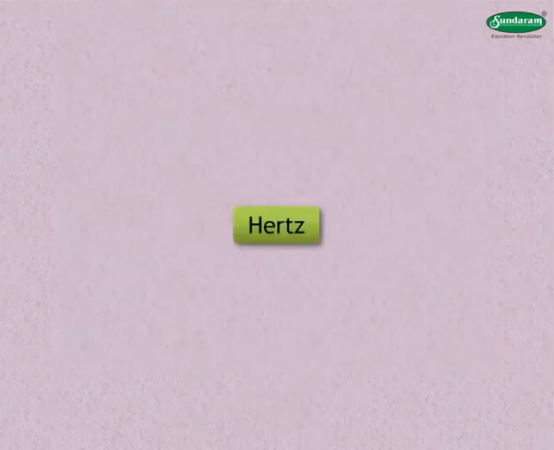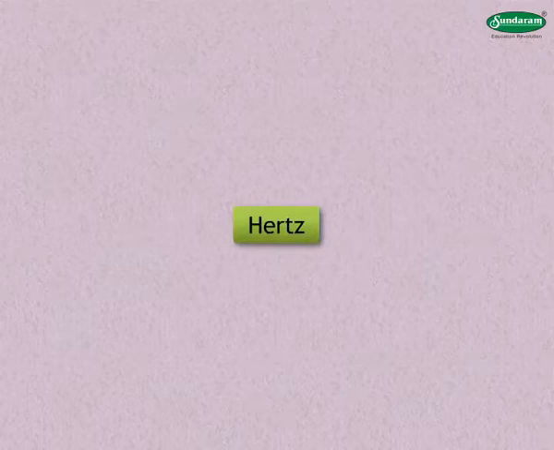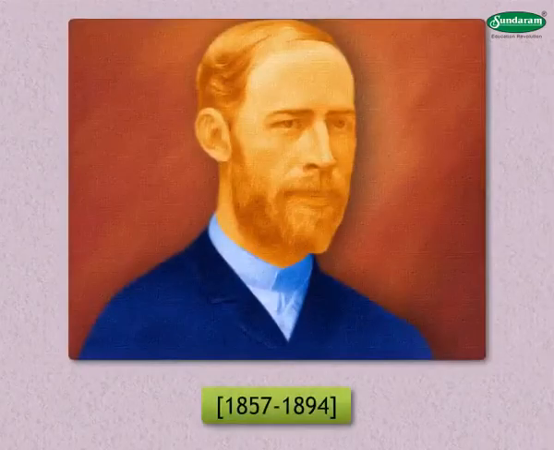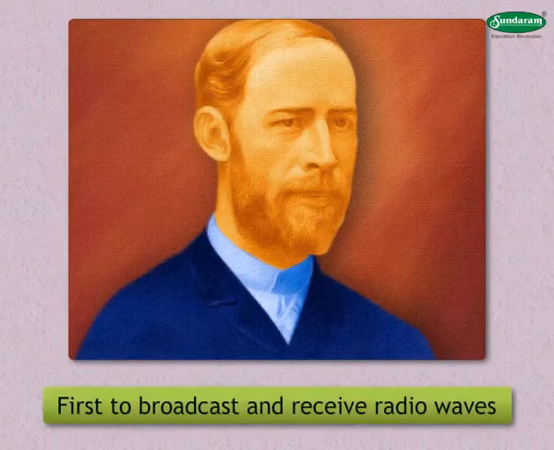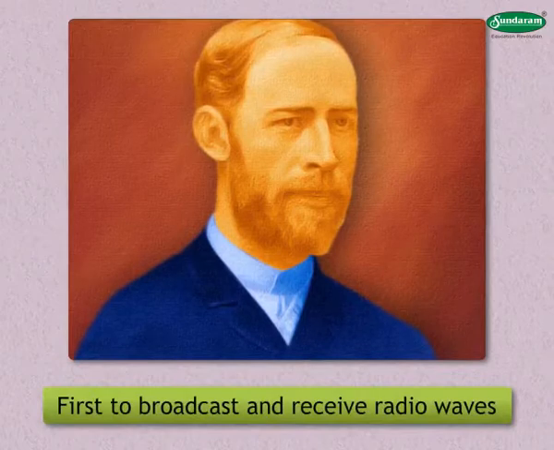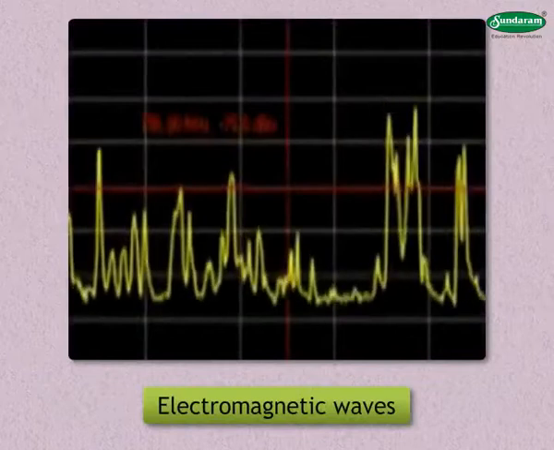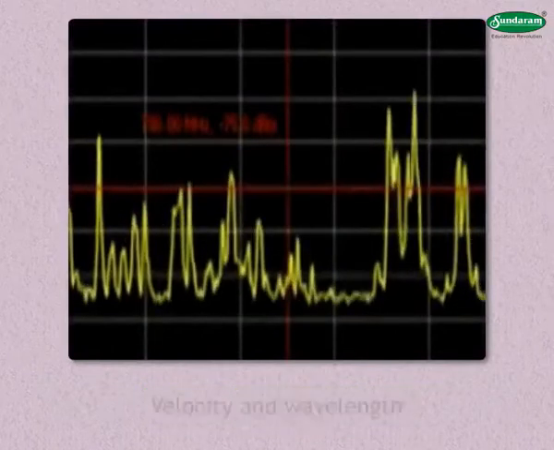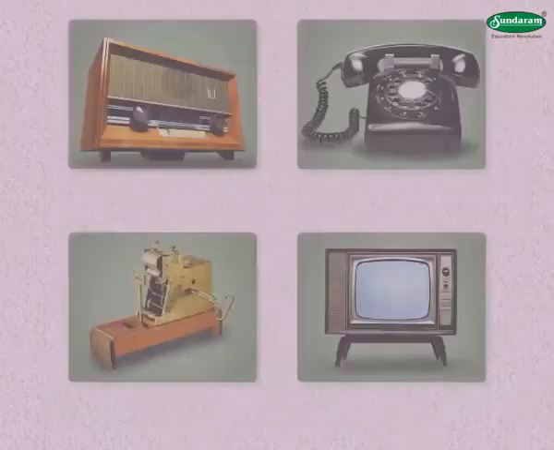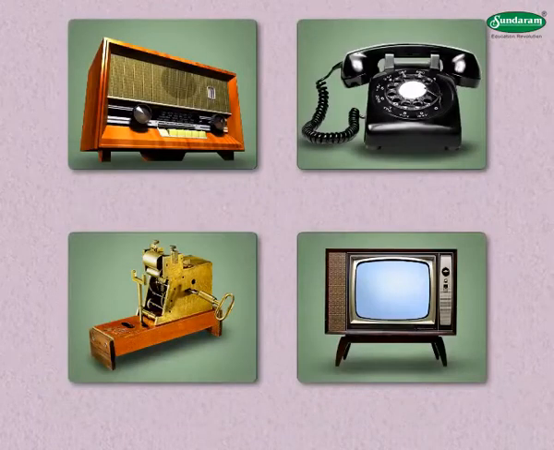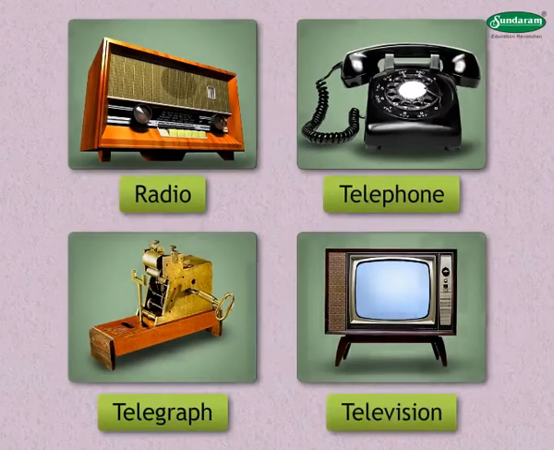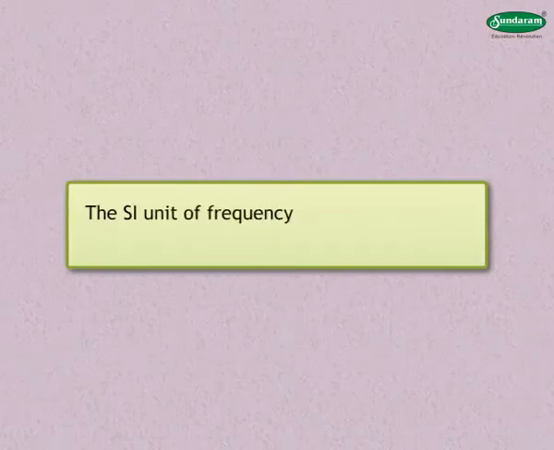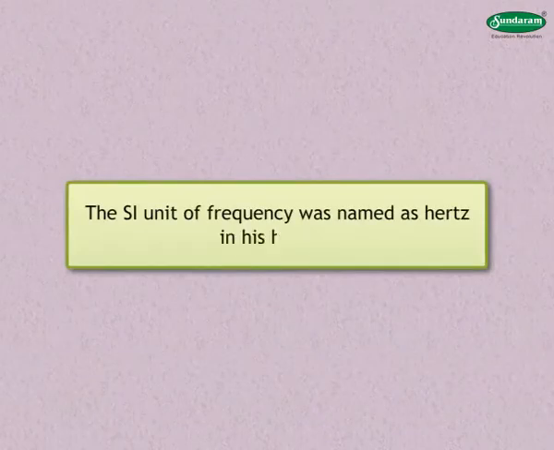Students, let us learn more about the German physicist Hertz. He was born in 1857 and died in 1894. He was the first person to broadcast and receive radio waves. He produced electromagnetic waves, sent them through space, and measured their velocity and wavelength. He laid the foundation for future development of radio, telephone, telegraph, and even television. The SI unit of frequency was named as Hertz in his honor.